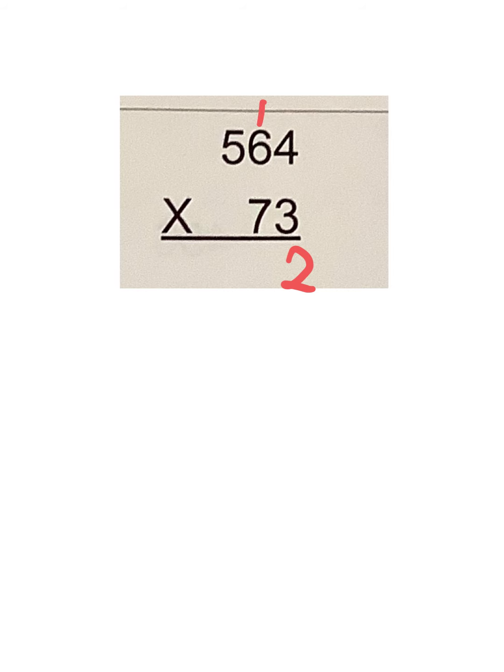3 times 4 is 12. Put the 2 down, carry your 1. 3 times 6 is 18, plus 1 more, 19. Carry your 1. 3 times 5 is 15, plus 1 is 16. Change the color for us, because now we're going to multiply 70 times 564. We have another partial product. Go ahead, Jay.